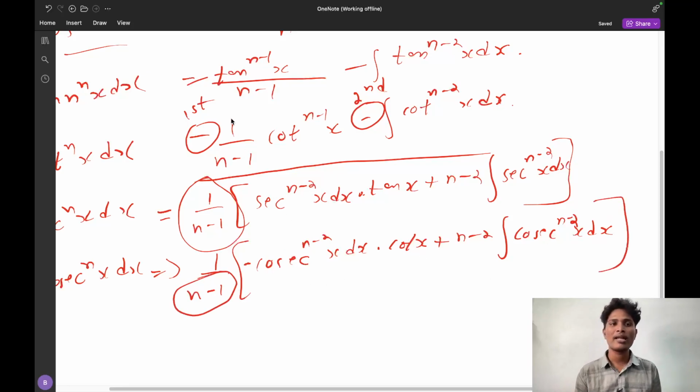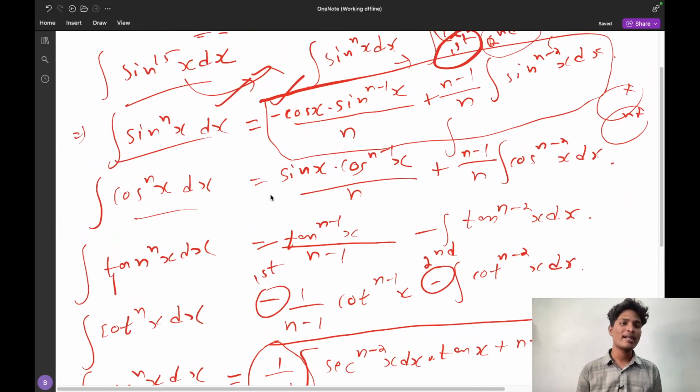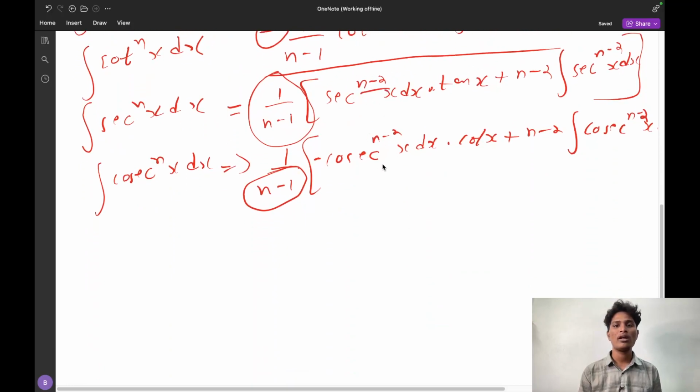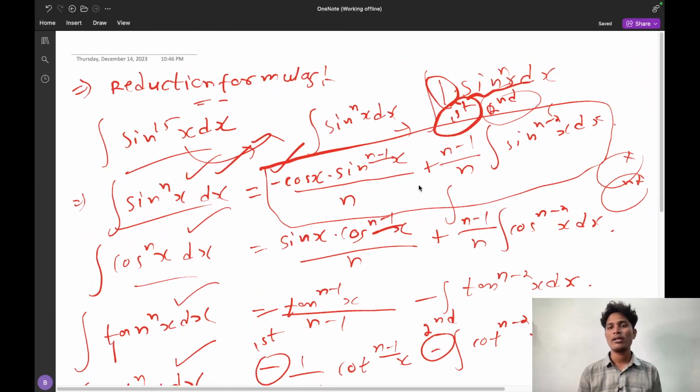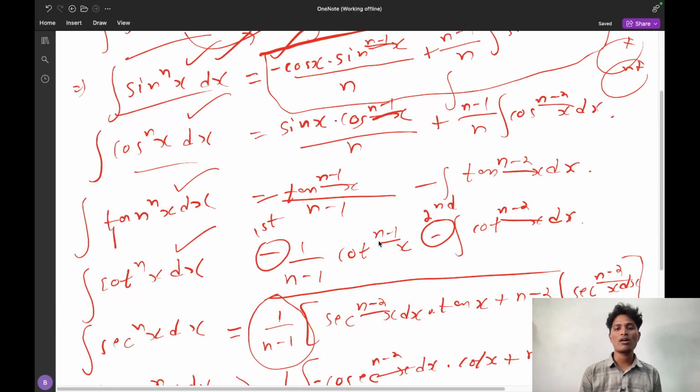One thing you have to remember: in the normal calculations, that is integral sin power n x dx, cos power n x dx, tan power n x dx, cot power n x dx, you will get n minus 1 everywhere. But in the secant and cosecant formulas, you will get n minus 2 here, n minus 2 here, and n minus 2 is common. In the initial stage you get n minus 1 for sin, cos, tan, cot.